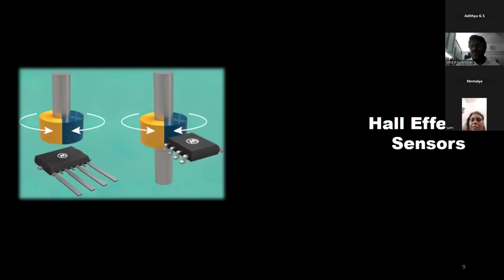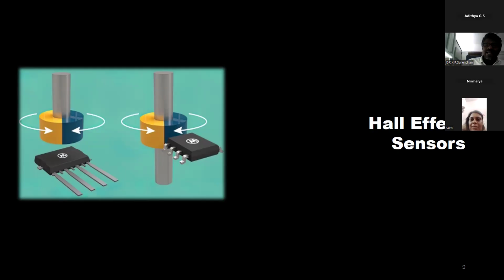We have been working on several kinds of sensors, but I'm just going to talk about a few that we have recently developed. One is the Hall effect sensor. You know what the Hall effect is? When current passes through a conductor which is kept in a magnetic field, and the direction of the magnetic field is perpendicular to the direction of flow of current, then a voltage is generated in the third direction. That is what the Hall effect means.